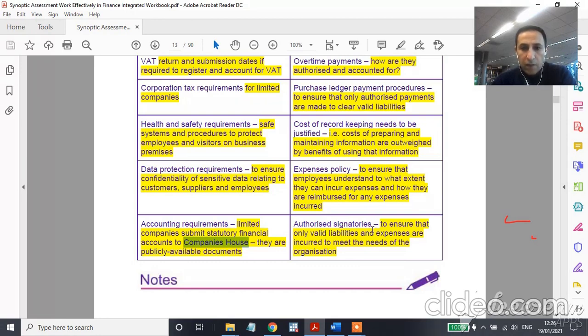So they can sign the information, and they are valid. The information is valid.